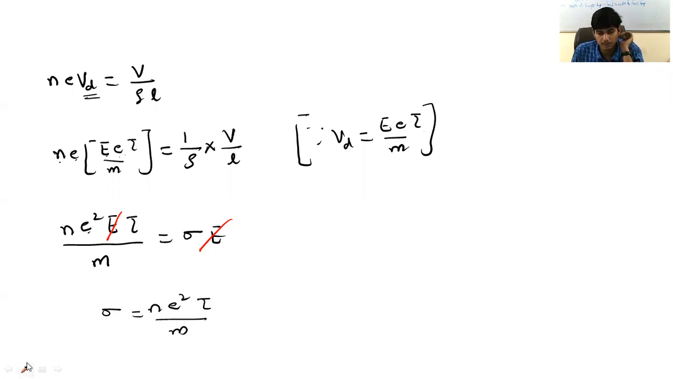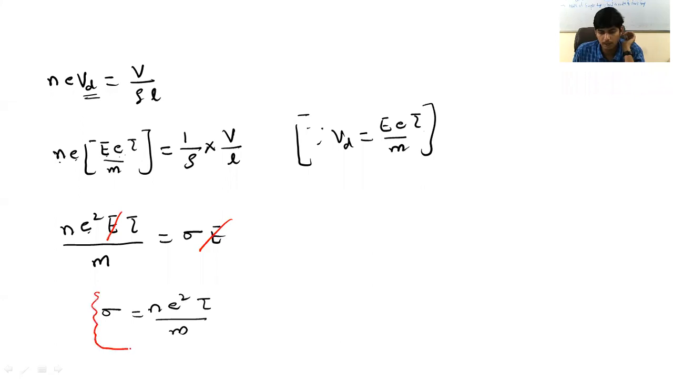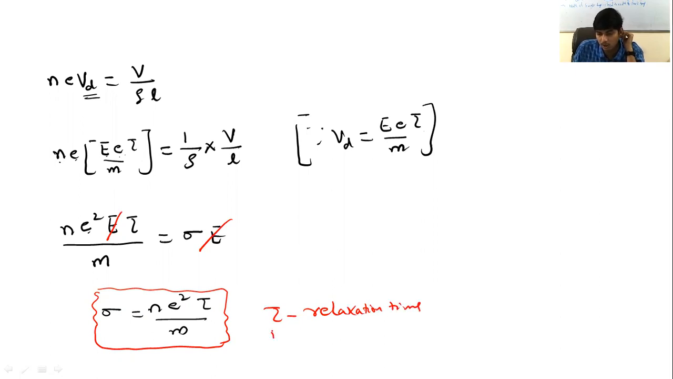So this is the expression for conductivity. Conductivity is given by sigma is equal to N e square tau divided by M. Right? So this is how we can express conductivity in terms of relaxation time. Tau is called relaxation time, and M is the mass of the electron.